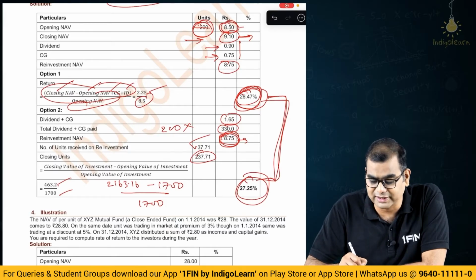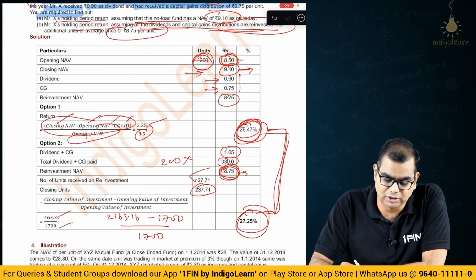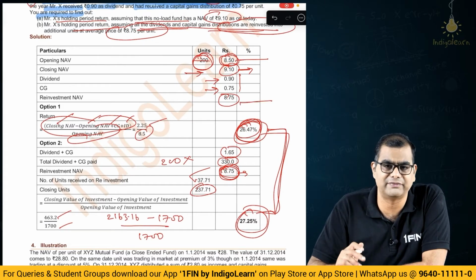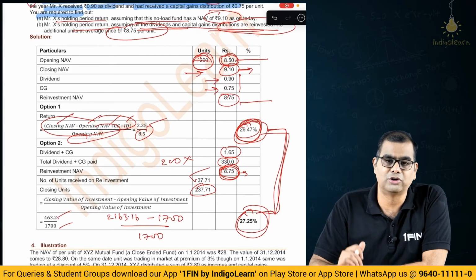Right? But here we have not taken ending NAV, we took 8.5 and 9.1, somewhere in between. So, it probably would have happened somewhere in the year, between the year. So, they both will not be the same.